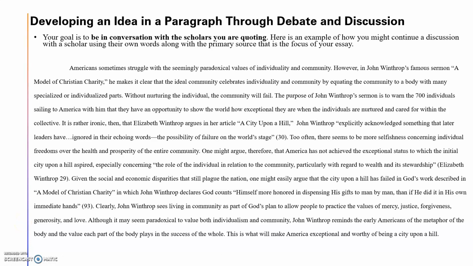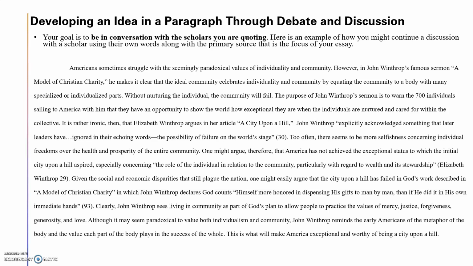So then after I quote something, I need to comment on it. I need to interact, engage with that idea in my own words, give my own ideas, react to that. Too often, there seems to be more selfishness concerning individual freedoms over the health and prosperity of the entire community. One might argue, therefore, that America has not achieved the exceptional status to which the initial City Upon a Hill aspired, especially concerning the role of the individual in relation to the community, particularly with regard to wealth and its stewardship. So that is a fact that I used, you'll remember from the last slide.